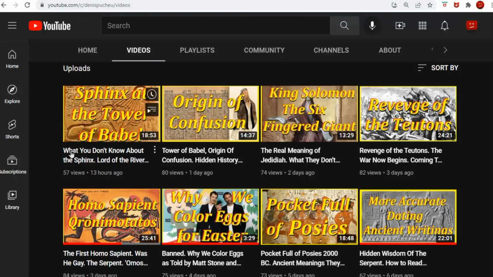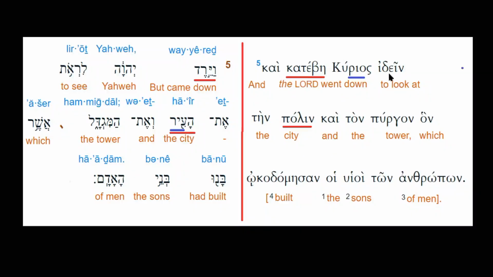In that last movie, Sphinx at the Tower, I read line 5 of the Tower of Babel in the Greek, and I told you I was going to read this in the Hebrew. It's really going to leave you dumbfounded without putting it in perspective. But I'm going to start here with this word. You know, it reads backwards and forwards.